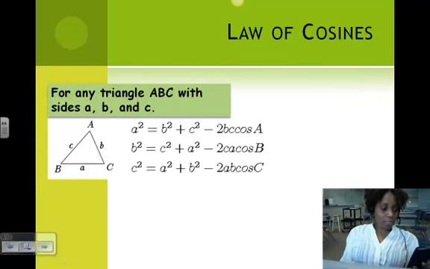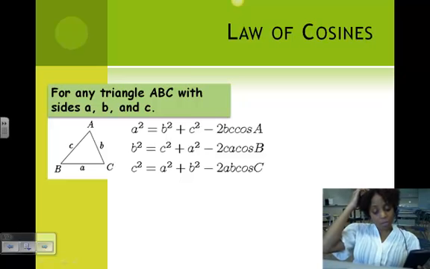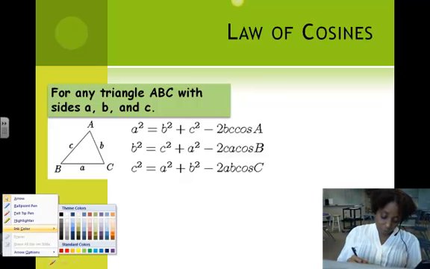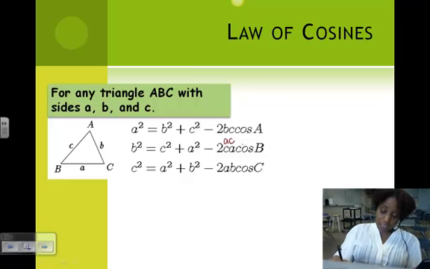Alright, our next one is the law of cosines. For this one, in any triangle ABC with the sides A, B, and C, you have three different relationships using the cosines. A squared is equal to B squared plus C squared minus 2BC cosine A. If you want to start with B squared, you got C squared and A squared here, minus 2. I would actually write these in alphabetical order. I would write AC times the cosine of B. And then C squared equals A squared plus B squared minus 2AB times the cosine of C.